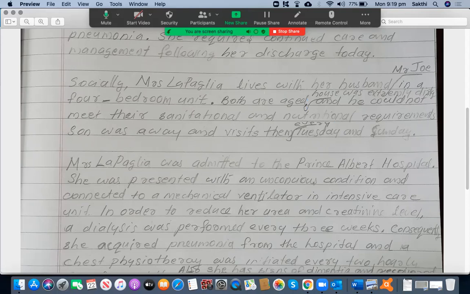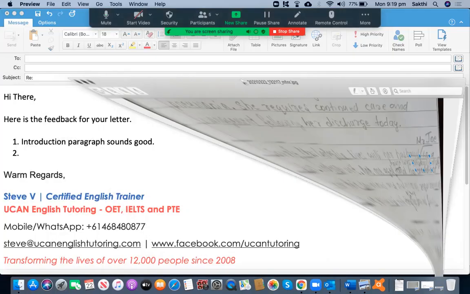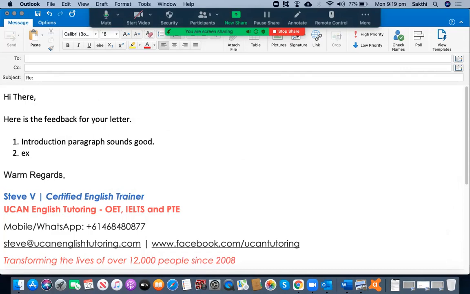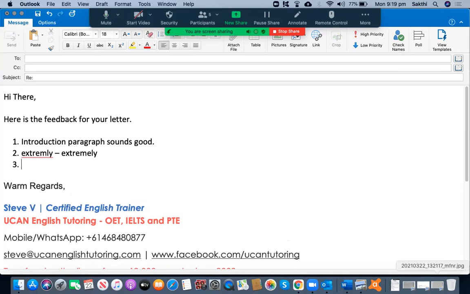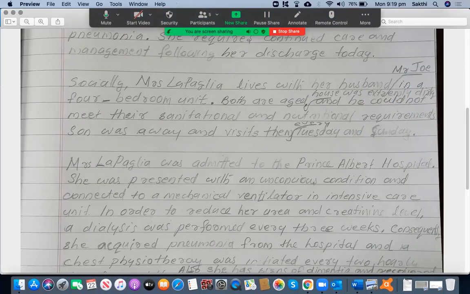Comma, house was extremely. Okay, there is a spelling mistake. All right, let me write it down. What you have written is EXTREMLY. That is wrong. It must be EXTREMELY. Look at this, it's already changed. So this was your spelling, but it's extremely dirty. And he could not meet their sanitational and nutritional requirements. Okay.